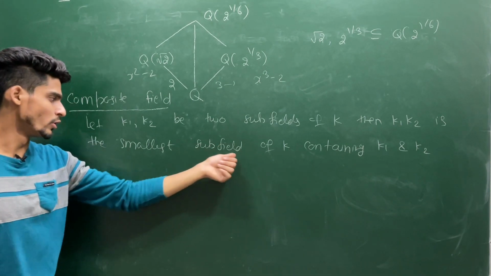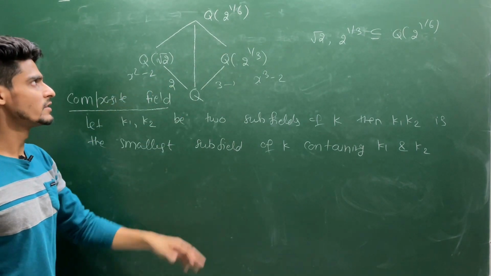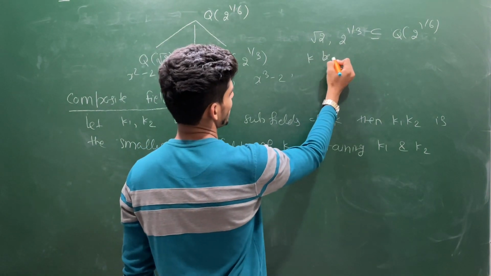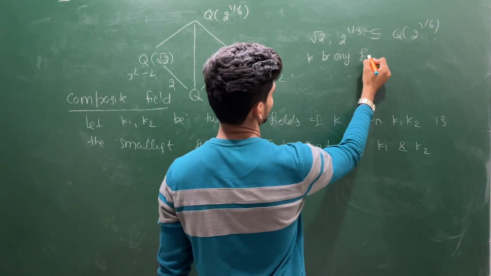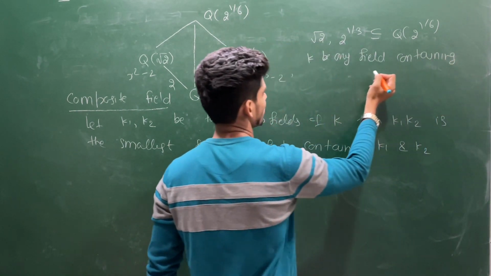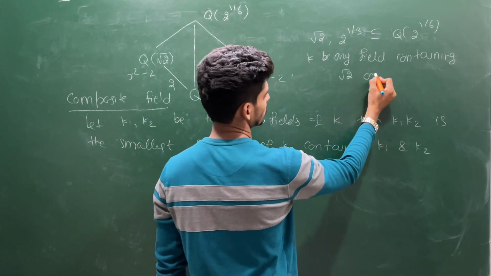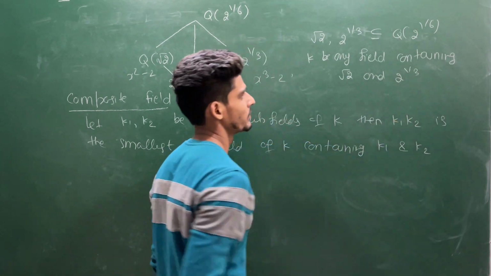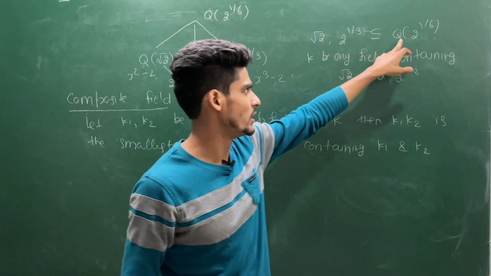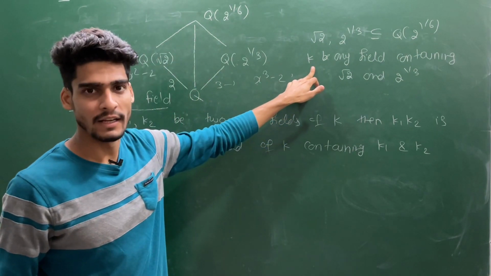But how to claim the smallest one? That means this is the smallest subfield. No subfields are in between. So suppose let K be any field containing, say, root 2 and 2 power 1 by 3. If it contains root 2 and 2 power 1 by 3, then I have to show that this K actually contains 2 power 1 by 6. For that I need to show that 2 power 1 by 6 is already in K.